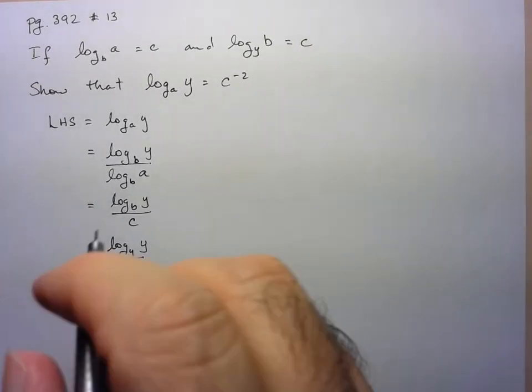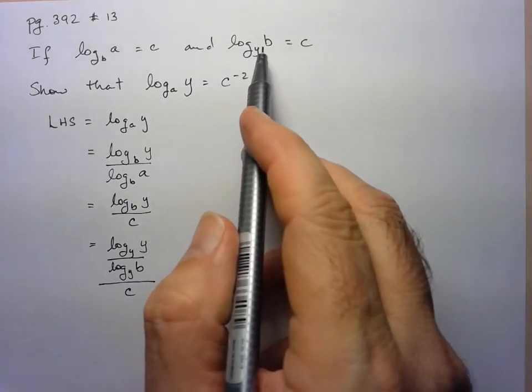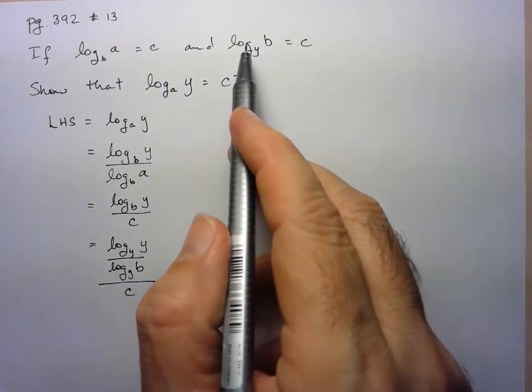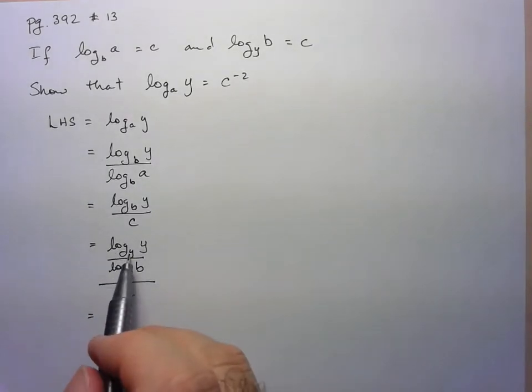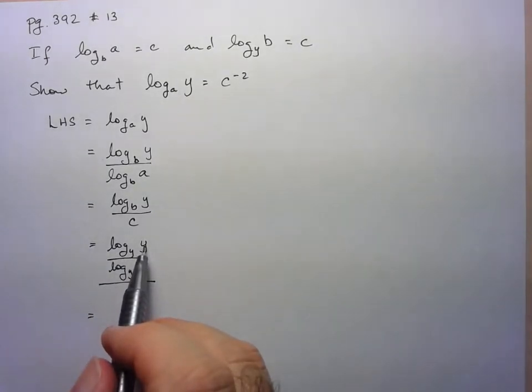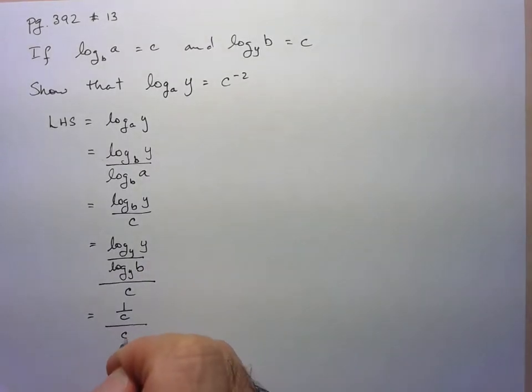And I see something very nice that's happening, because log base y of b is exactly that other piece of information they gave me, which is equal to c. And furthermore, hey, what's log base y of y? Well, that's just equal to 1. So what we have here is 1 over c divided by c.